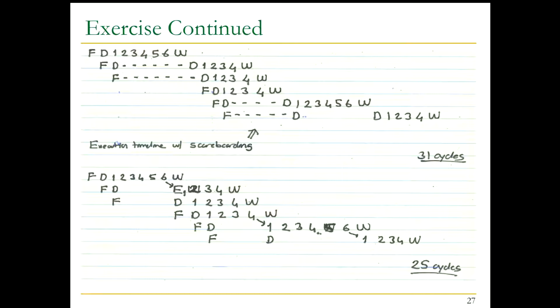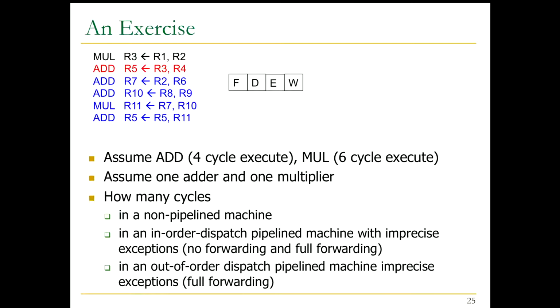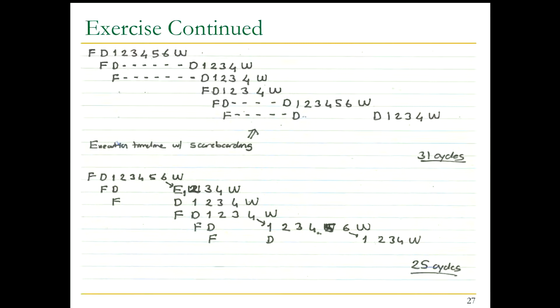Okay. But this is a non-pipeline machine. So non-pipeline machine is much worse, actually. This is a pipeline machine with in-order execution, but without data forwarding. If you have data forwarding, it looks like this.